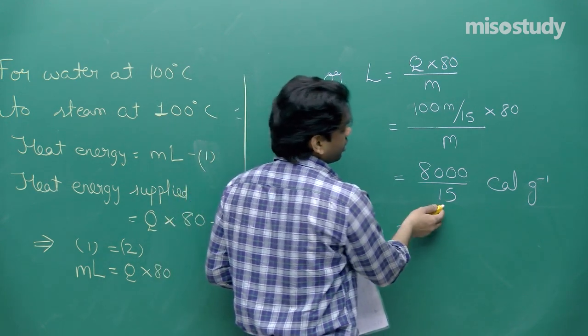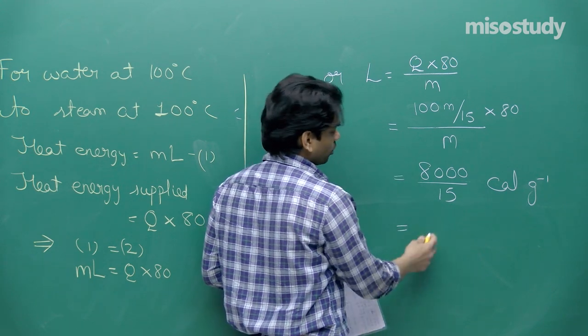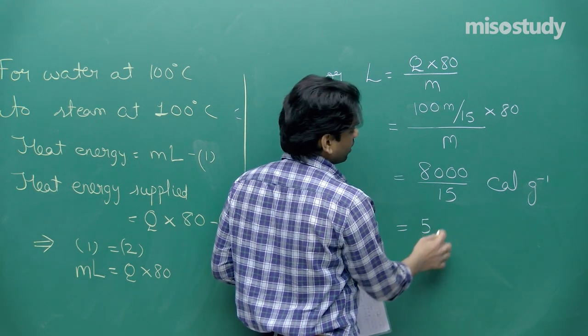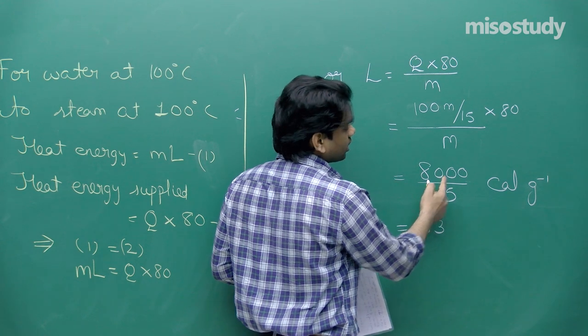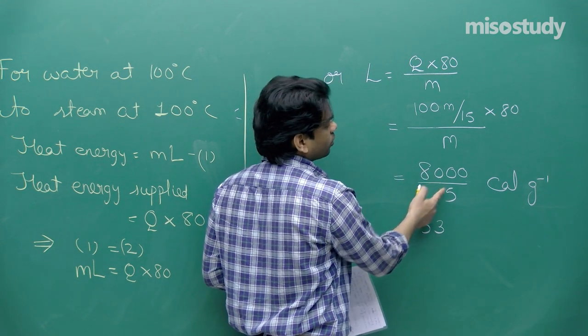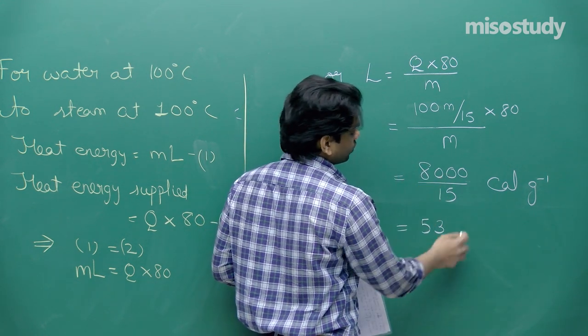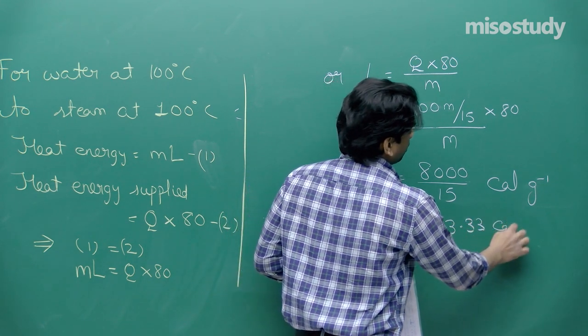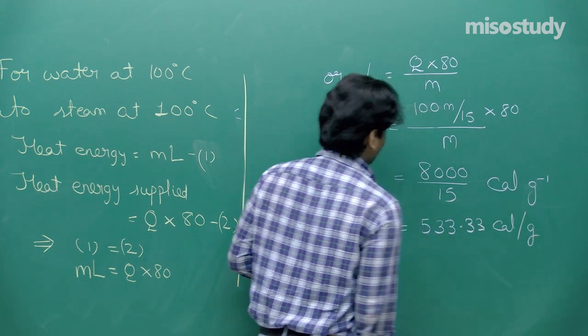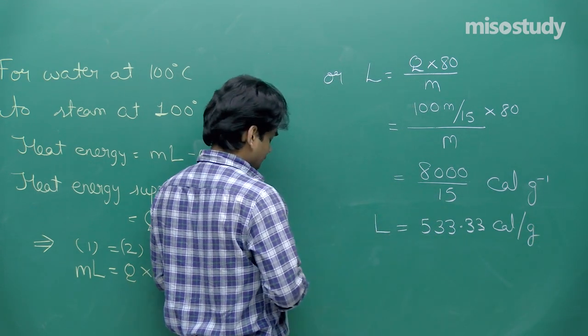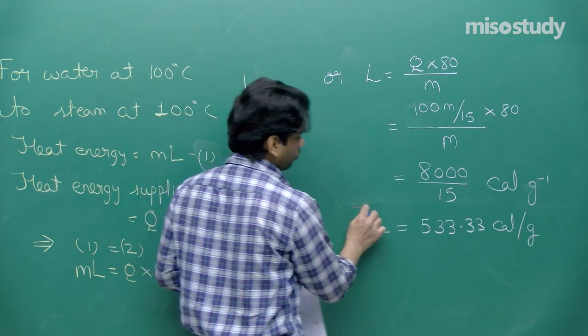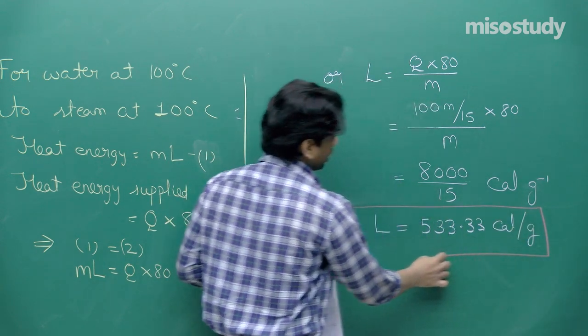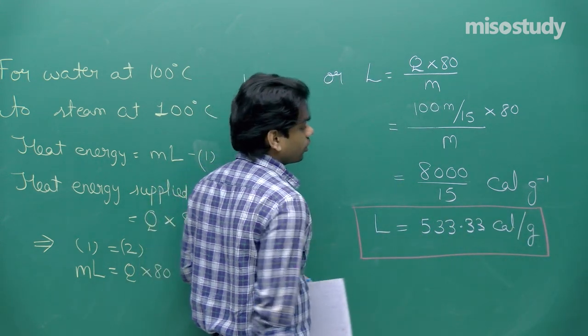You just evaluate it. 15 into 5 gives 75, 5 will be left; 15 into 3, 45, then again 5 will be left, 50. So 533.33 calorie per gram. This will be the value of the latent heat of vaporization of water. This is what we are going to get.